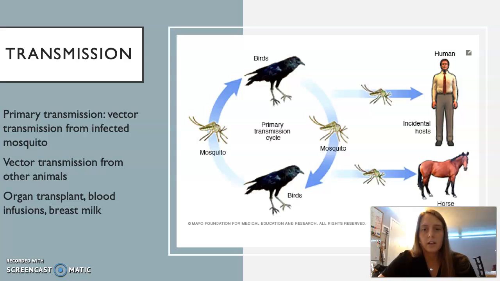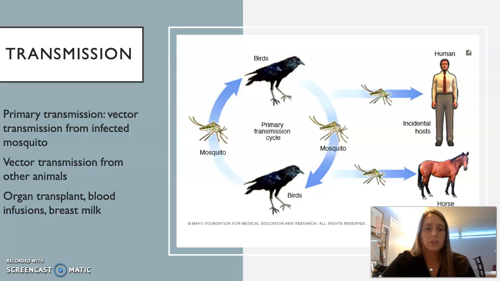So, how it's transmitted: the virus originates in birds, and when mosquitoes suck the blood of birds, the virus gets into the mosquitoes' salivary glands. Then when mosquitoes bite humans, they transmit it, and it can also be transmitted to horses, but horses can't give it to humans, and humans can't give it to horses. The cycle for the virus goes from bird to mosquito to bird, and it just manifests that way. And humans, we get it from the mosquito when they bite us.